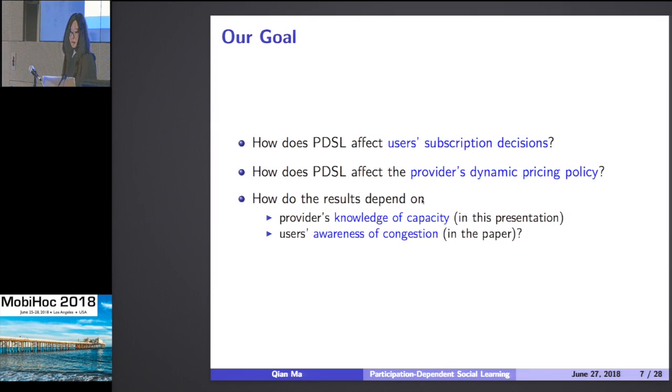Our goal in this paper is to answer the following three questions. The first question is, how does PDSL affect user subscription decisions? The second question is, how does PDSL affect the provider's dynamic pricing policy? And the third question is, how do the results depend on the provider's knowledge of capacity, which I will discuss in this presentation, and the user's awareness of congestion effect, which can be found in our paper.